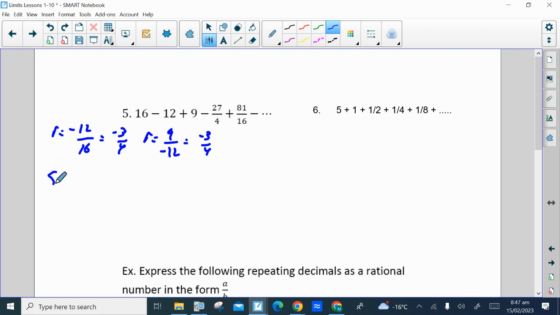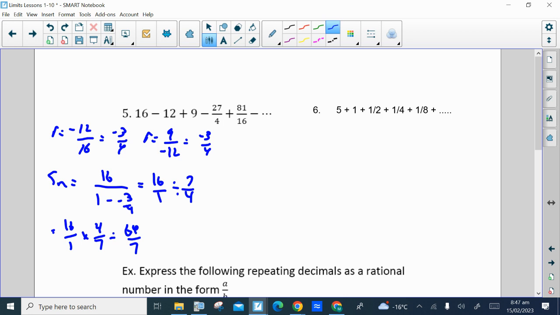The sum will exist. And it can be found by taking the first term over 1 minus the common ratio, which is negative 3/4. So it's 16 over 1 divided by, again, the minus minus becomes a plus positive. It'll be 4/4 plus 3/4, which is 7/4. Dividing by a fraction is the same as multiplying by the reciprocal. So that'll give us 64 over 7. So again, the more terms that are added onto that series, the closer the sum will get to be 64 over 7, but it'll never actually get there because it is a limit.